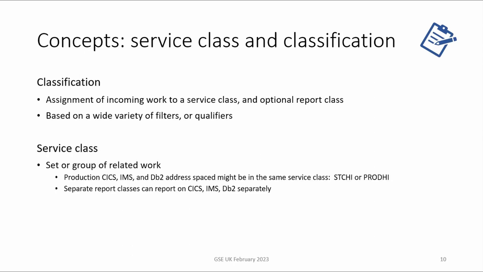And then a service class is a set or group of related work. You might put CICS, IMS, and Db2 address spaces, that D is really an S, believe it or not, and it will be by the time the PDF gets uploaded, into the same service class. So you might put that into STC high. STC is for started tasks, right? You might put that in high or production high, something like that.